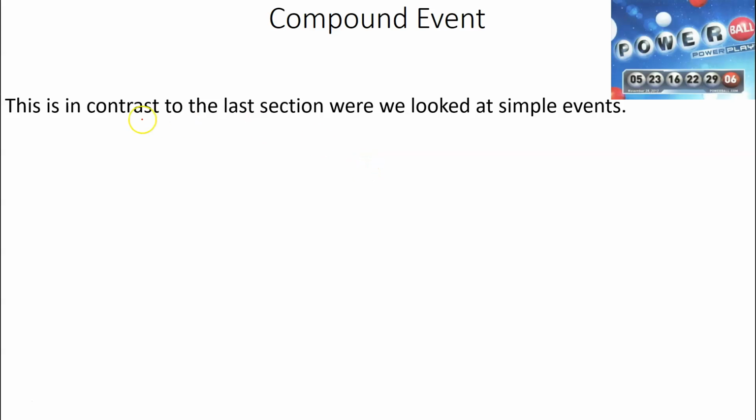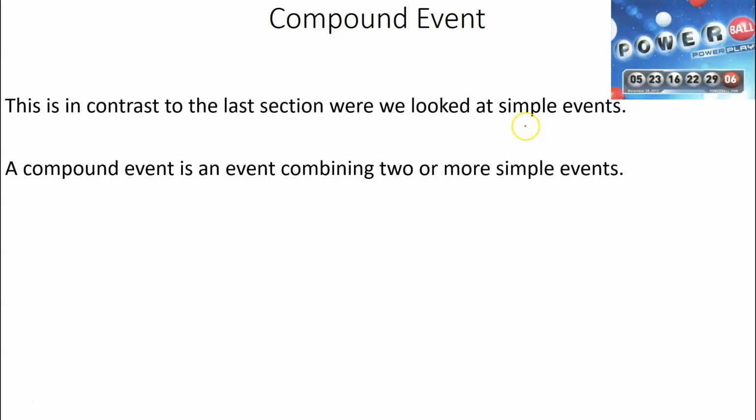To start off with though, we've got to get some vocabulary out of the way. If you're talking about whether it's an "and" or an "or" type event, both imply that there's more than one thing going on, and that's what you call a compound event. This is in contrast to the simple event where you only had one thing going on, like rolling a die. That's just one thing going on. A compound event combines two or more simple events. So they have to be simple.